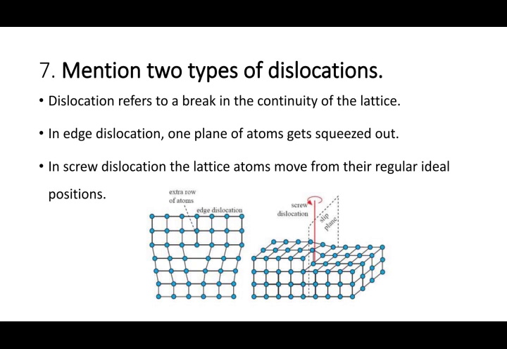In edge dislocation, one plane of atoms gets squeezed out. Here you can see in the first diagram an extra row of atoms. Such a defect is known as edge dislocation. And in screw dislocation, the lattice atoms move from their regular ideal position. In the second diagram you can see the lattice atoms have moved from their regular position.